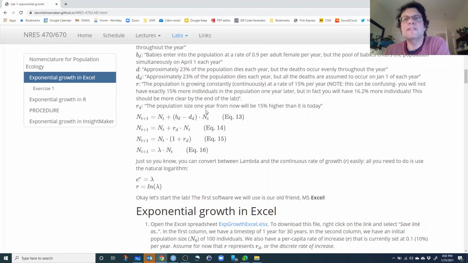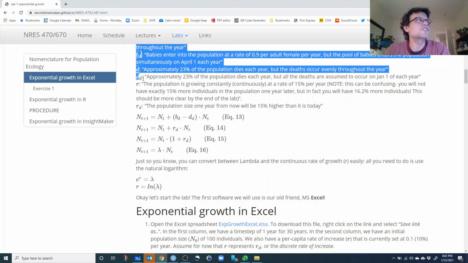Let's think about the per capita death rate, but this time with the continuous growth model, little d. Approximately 23% of the population dies each year, but the deaths occur evenly throughout the year. So no matter how small a time window we're thinking about, there's always going to be some deaths occurring. It's spread out evenly throughout time.